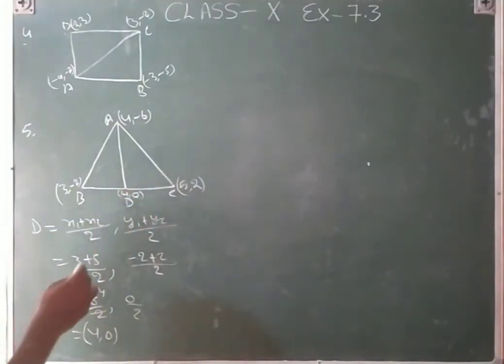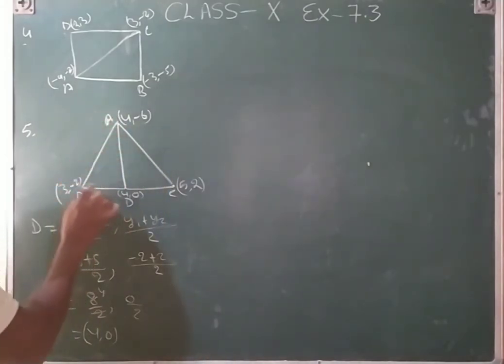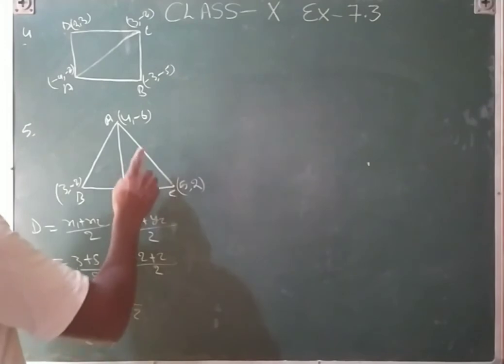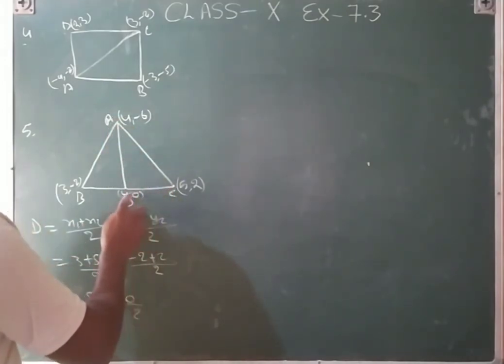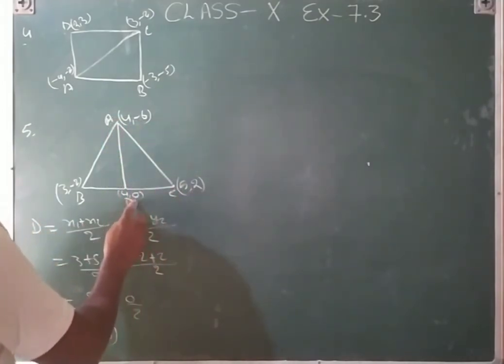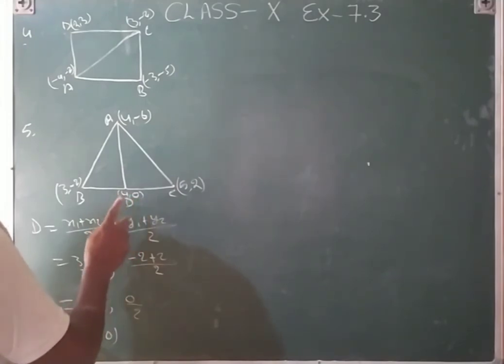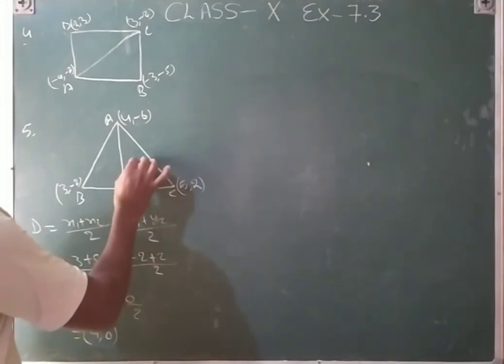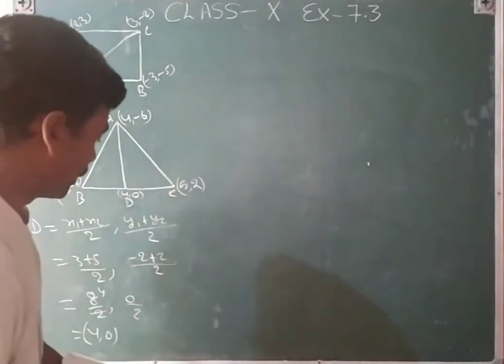Now first of all you will find the area of ABD. Vertices are these, and then after that you will find the area of ACD. Vertices will be this. So it means these vertices will come in both triangles, and then after that you will see both areas become equal.